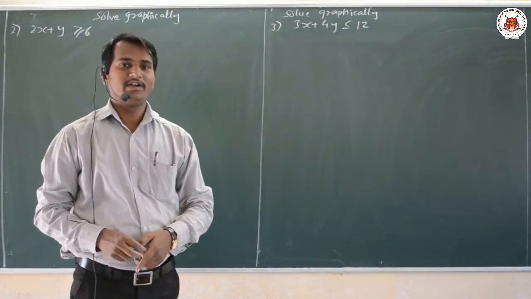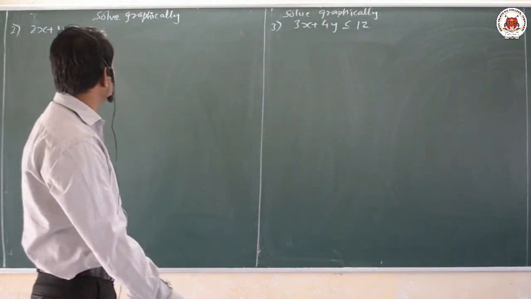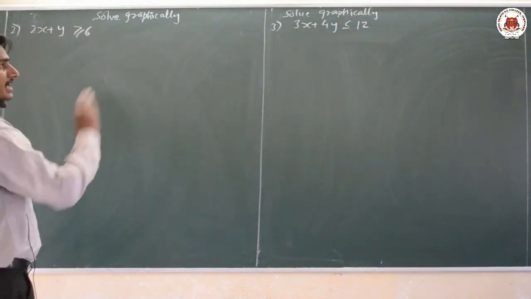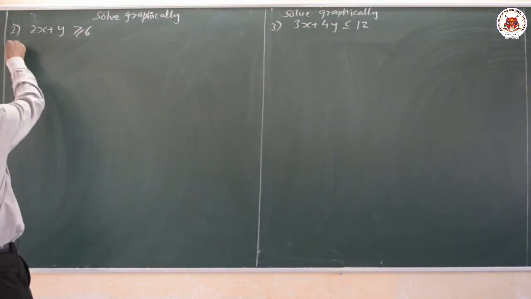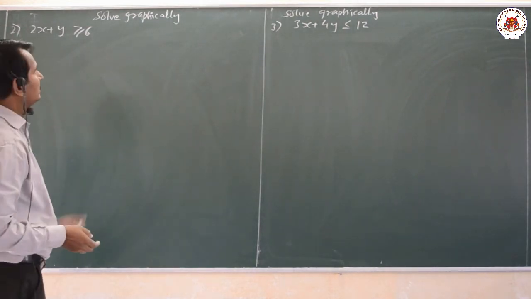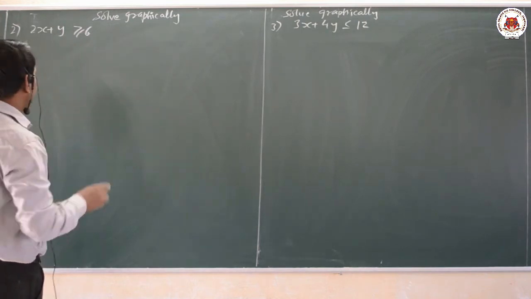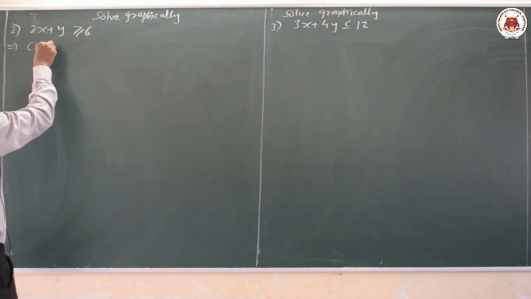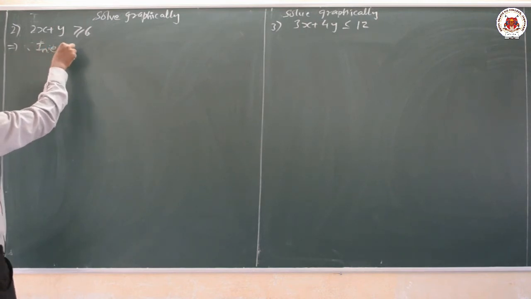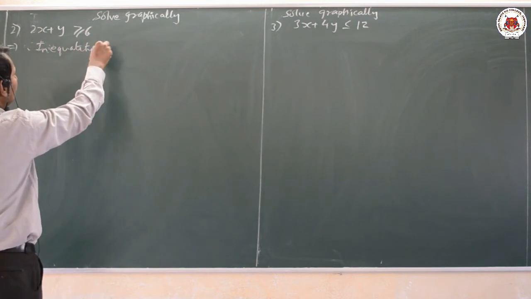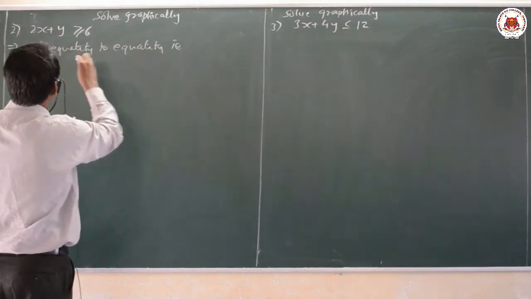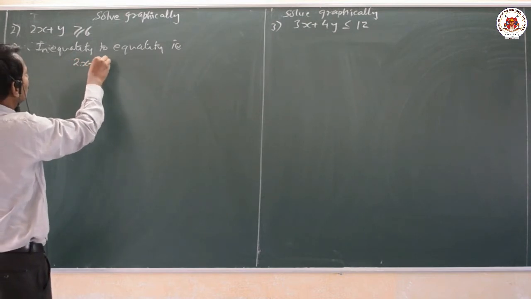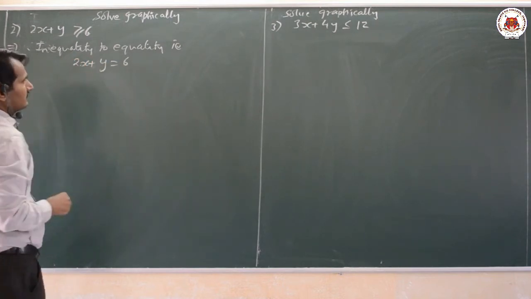Now let us begin with the next problem: solve graphically the given inequations. Dear students, we have two problems here, we shall solve them. The first step, what is the first step? Change the inequalities to equality sign, that is, we get 2x plus y is equal to 6.